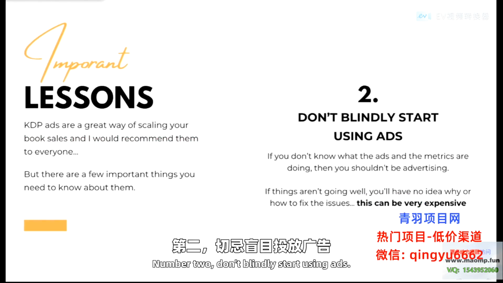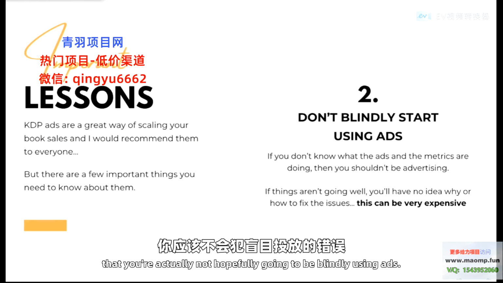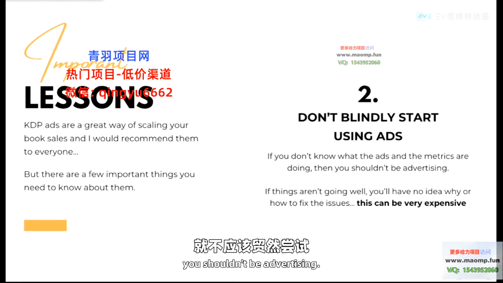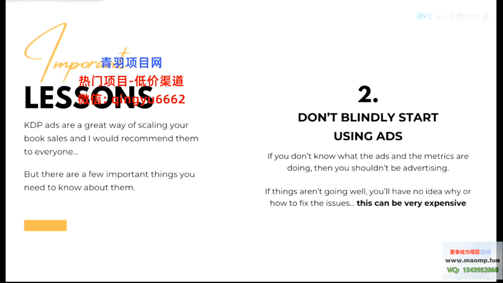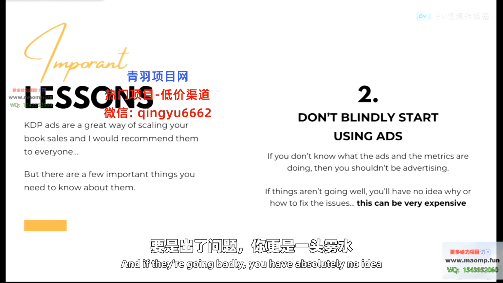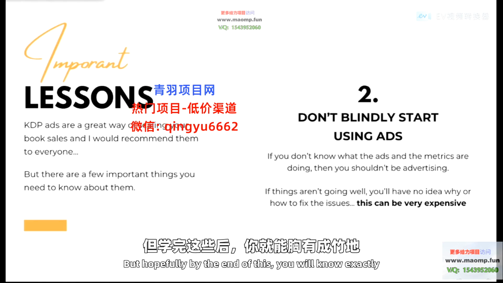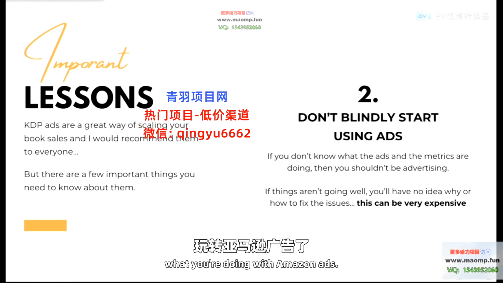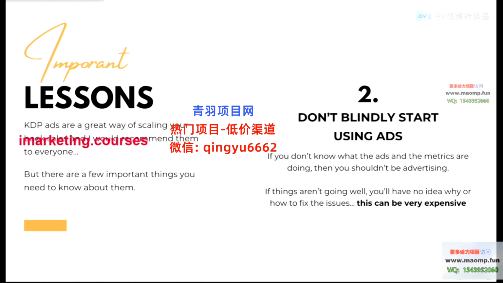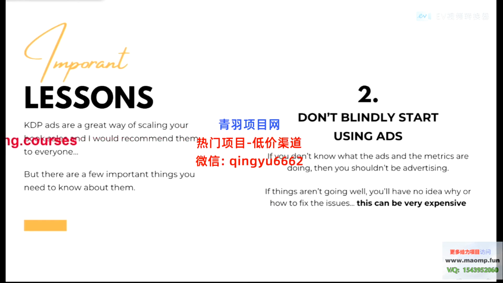Number 2, don't blindly start using ads. Now, the fact that you're watching this video altogether shows me that you're hopefully not going to be blindly using ads. Because if you don't know what you're doing with the ads and the metrics, you shouldn't be advertising. Because if things are going well, great, but you actually have no idea why they're going well. And if they're going badly, you have absolutely no idea how to fix the issues. And this can be very expensive. But hopefully, by the end of this, you will know exactly what you're doing with Amazon ads. That is the whole point of this. Don't just jump into ads. Even if you're halfway through this section, just go through the whole thing and then start using ads when you fully understand what to do.